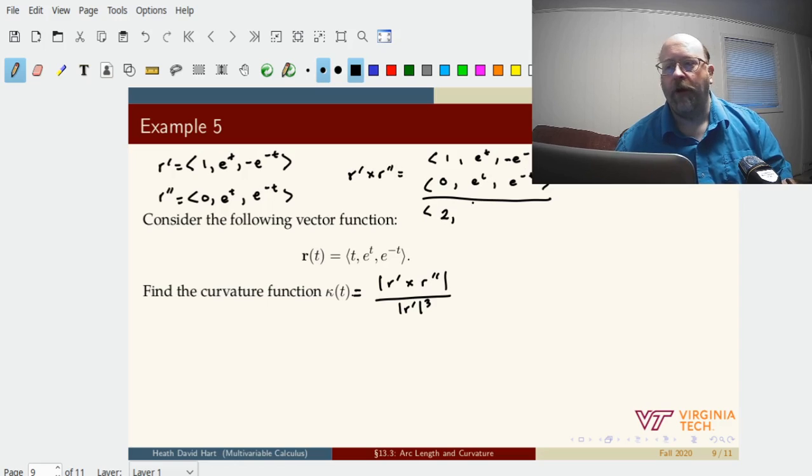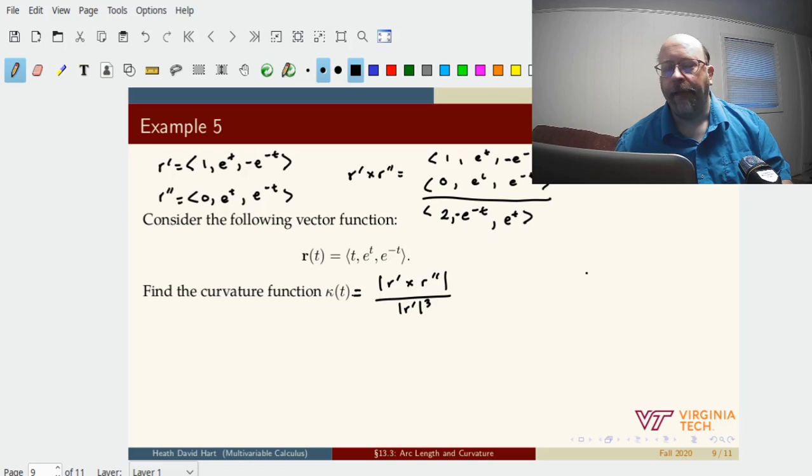The middle coordinate, the y-coordinate, is 1 times e to the negative t minus 0. That's just e to the negative t. And the z-coordinate is, let's see, we changed the sign on the y-coordinate. So this is negative e to the negative t minus 0. This is 0, 1 times e to the t minus 0. This is e to the t.